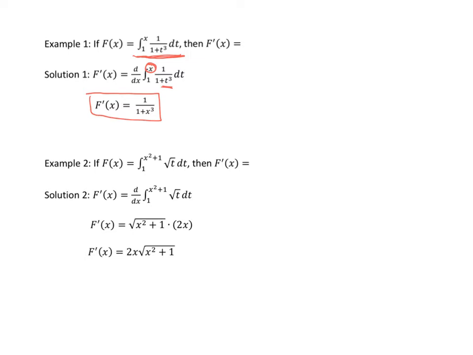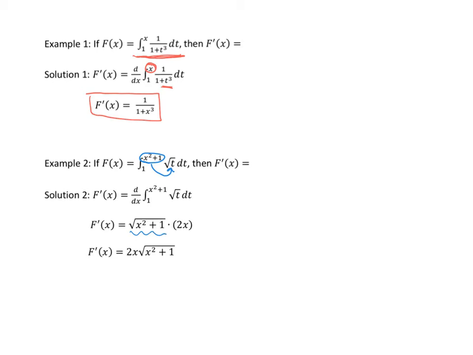Now, example 2 is one of those more complicated problems that use the chain rule. So if we have now the integral from 1 to x squared plus 1 of the square root of t, we need to do two things. First, we need to plug whatever's on top up here. If we're looking for the derivative of this integral, whatever's on top, we plug in to the equation. So the square root of t, if I plug in x squared plus 1 in for t, that's where this comes from, the square root of x squared plus 1.